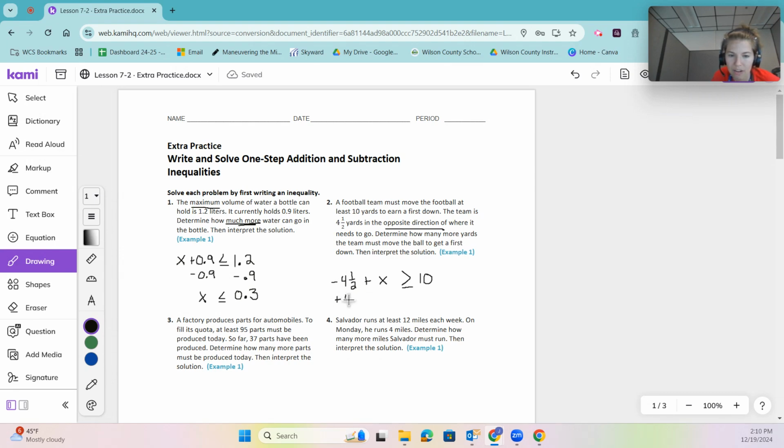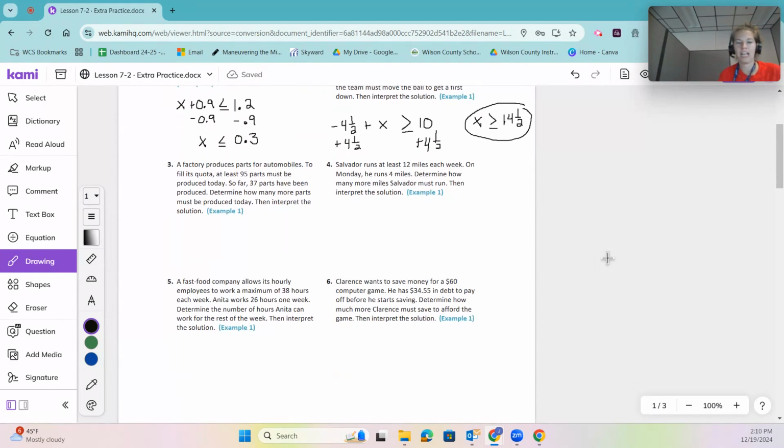So we are going to add 4.5 to both sides. All right, and that is going to give me x is greater than or equal to 14.5. Okay, so if you move 4.5 yards in the opposite direction, that means you have to gain the 4.5 and the additional 10 in order to gain your first down. Okay, so here is our solution there. Okay, let's try another one.